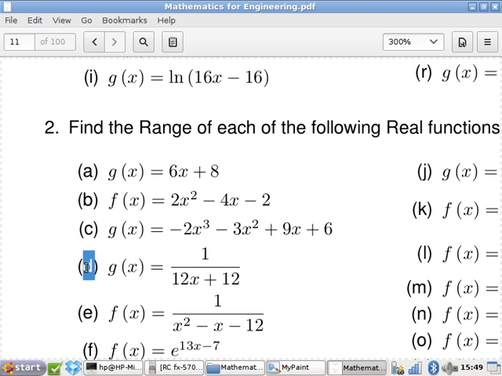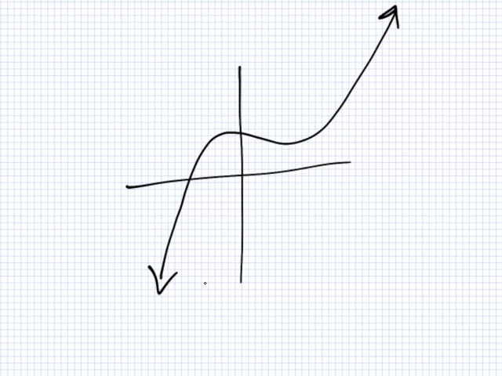So I'm going to show you a method which I find very useful because it works for all problems. And I'll use this one as an example. Okay, so let's have a look at it. So this method here, method to find the range.